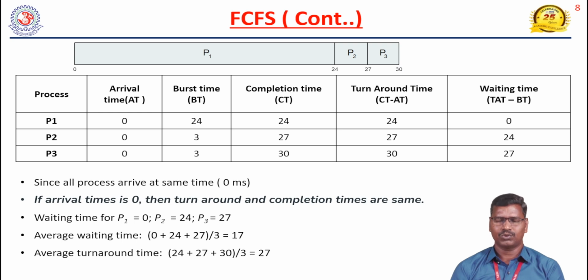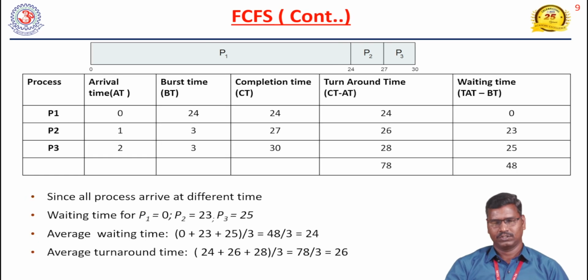Whenever an arrival time is mentioned for each and every process, then we have to see what the average waiting time is and what the average turnaround time is. This is the example for average time for each and every process.